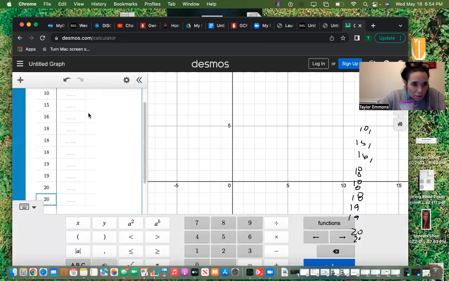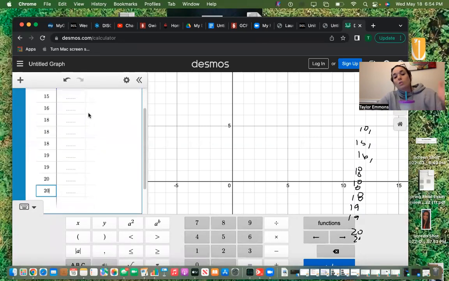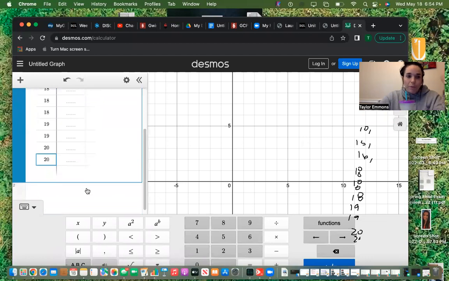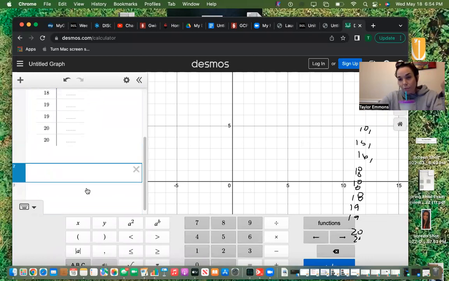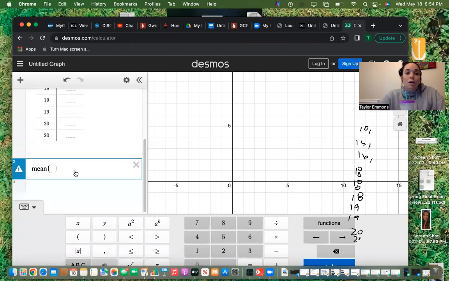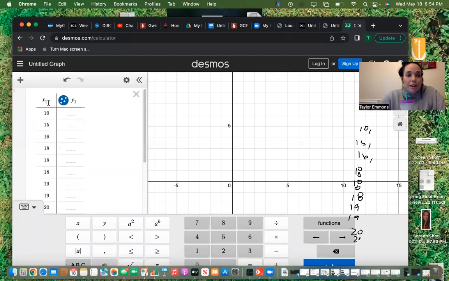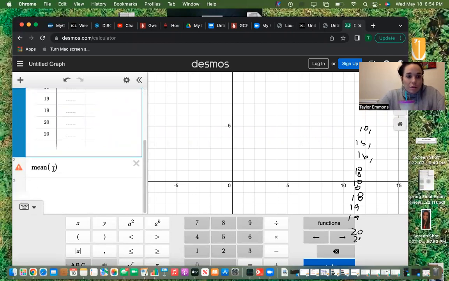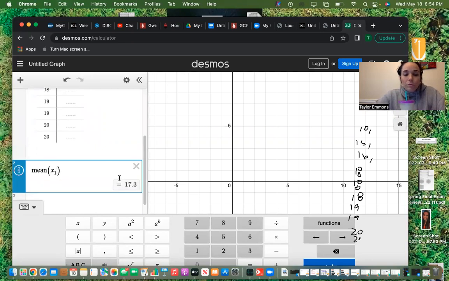Okay, so I've typed all my data in there. In order to find the mean, if you wanted to do it by hand, that's fine. You're going to add all of them up and then divide by how many numbers there are. I ain't got time for that. So mean, and I'm going to put x sub 1, or whatever the title is, right here. And boom, 17.3. So the mean is 17.3.